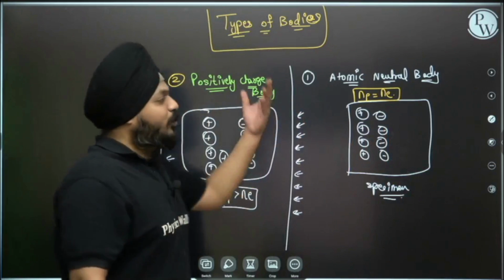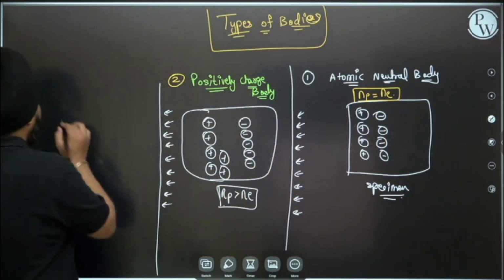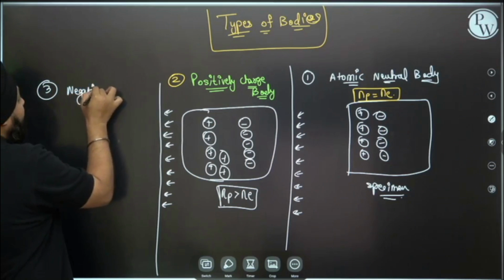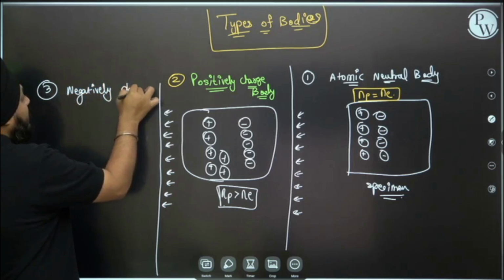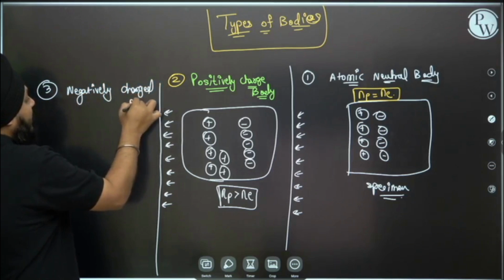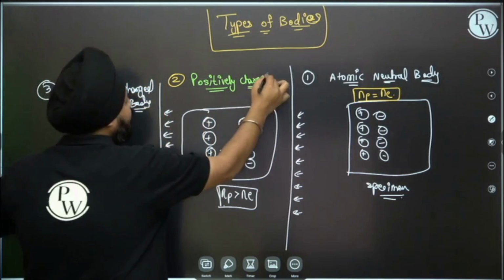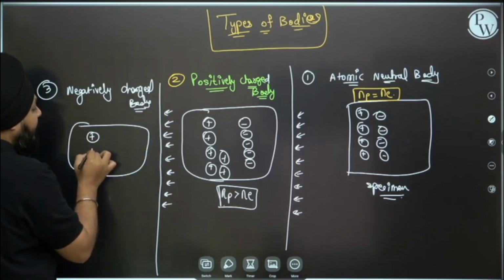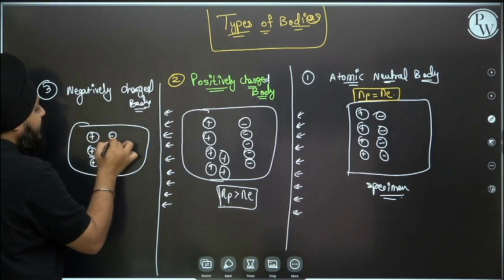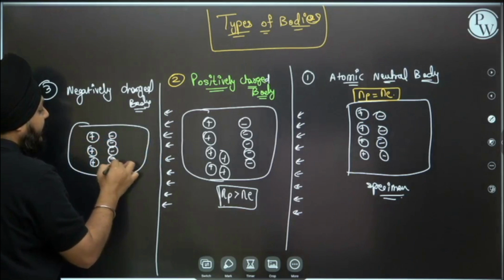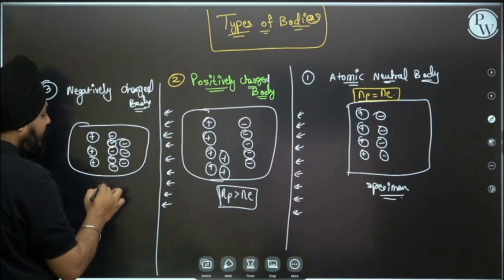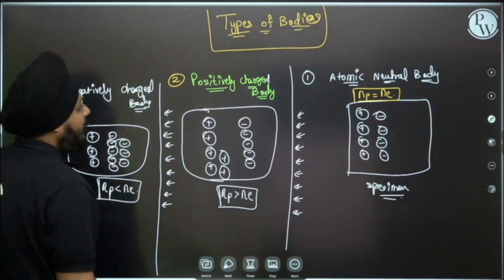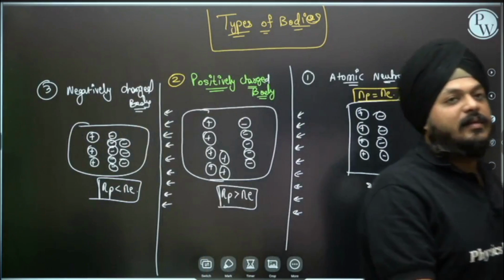So atomic neutral body, positively charged body, and the third type of body, that is a negatively charged body. I'm not going to explain the negatively charged body that much. If I take a specimen, the number of negative charges is more compared to the number of positive charges. So the number of protons is less than the number of electrons in the reference statement. Basically, these are the three types of bodies.